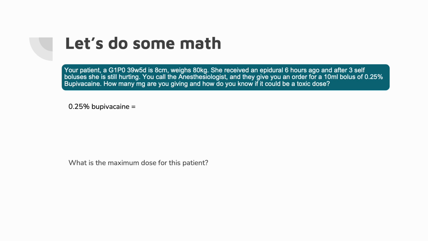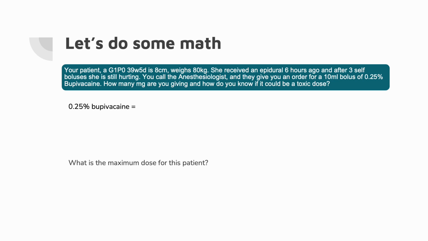All right, so we'll do some math here, okay? Your patient is a G1P0, 39 and 5, 8 centimeters. They weigh 80 kilograms. Let's make this math easy. She received an epidural about 6 hours ago, and she's done 3 boluses, but she's hurting. So you call up your anesthesiologist.